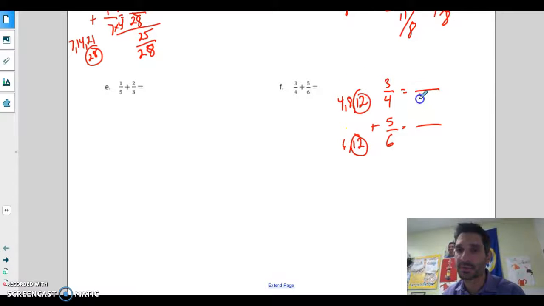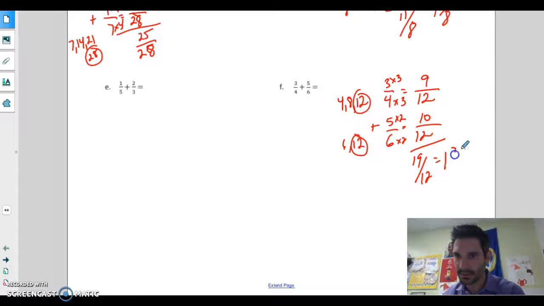Again, this goes back to multiplication facts. Make equivalent fractions. Times it by 3, because 4 times 3 is 12. So that's, excuse me, that's 2. That's 10. So that will give me 19/12, which is 1 and 7/12. Alright, let's look at another problem.